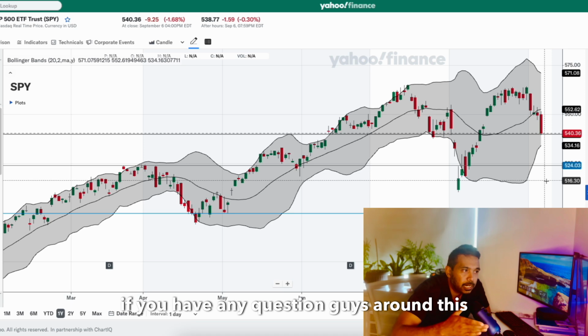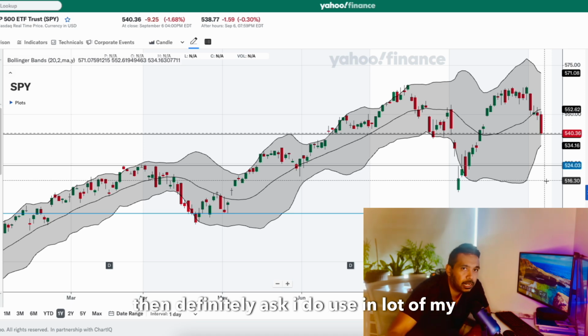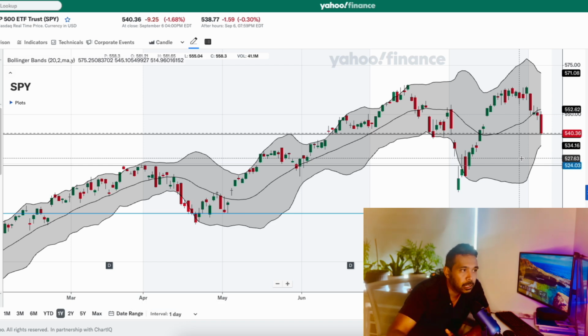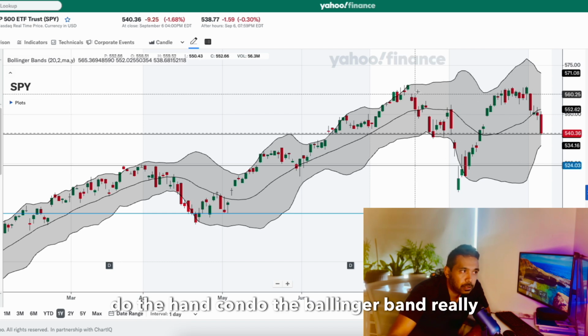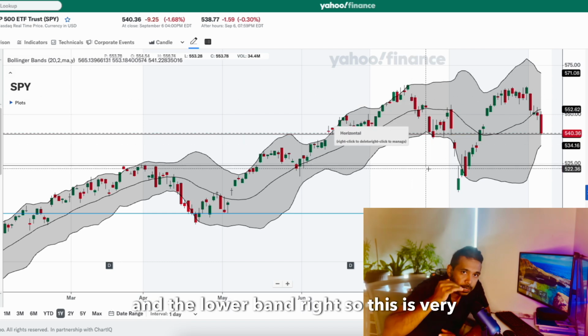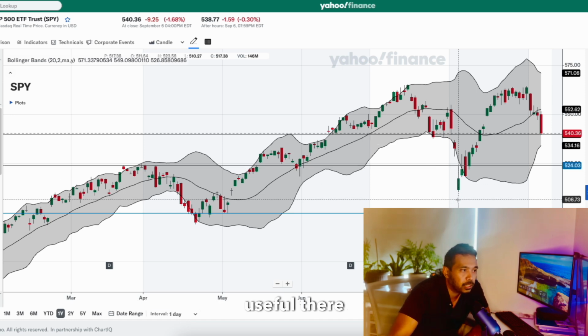If you have any questions around this, guys, then definitely ask. I do use it in a lot of my trades, not just the bullish and bearish ones. If you have a mix of that, like an iron condor, the Bollinger Band really helps by giving me the upper band and the lower band, right? So this is very useful there.